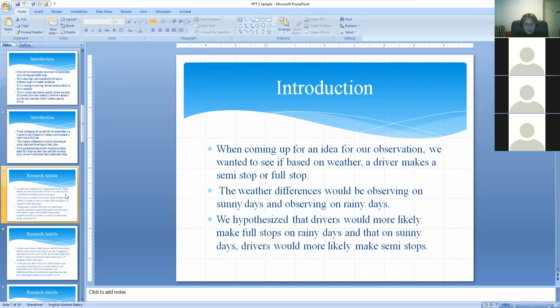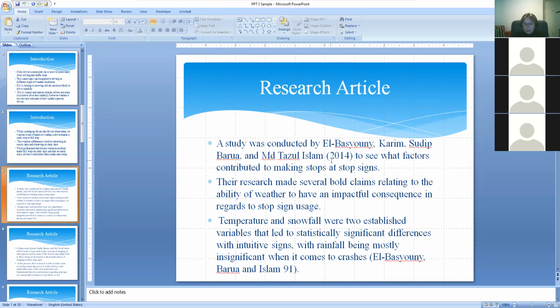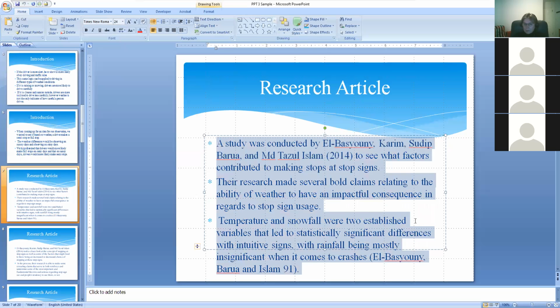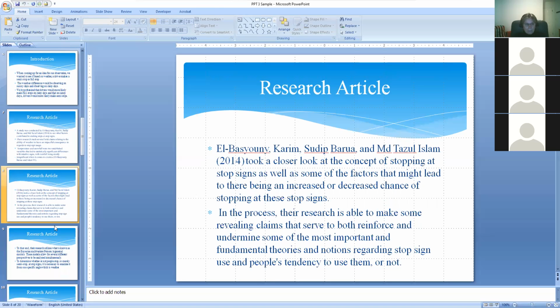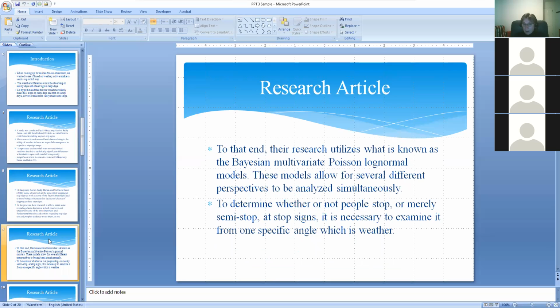Note that next comes the research article. Okay. This is APA formatted, that's fine. But again, a lot of stuff. And we have research article 2. We have research article 3.